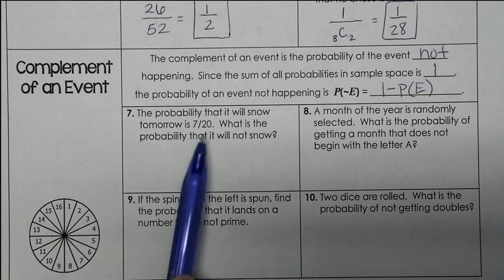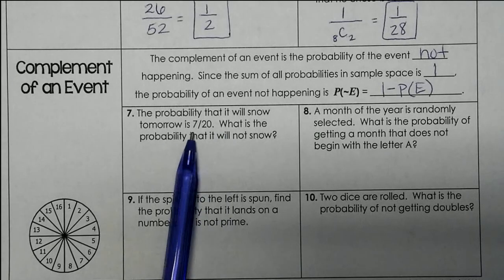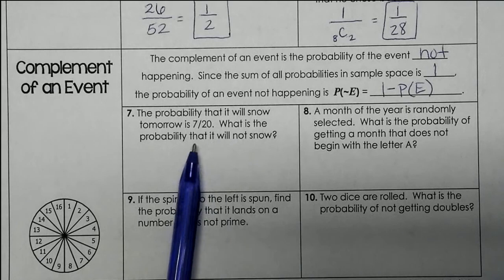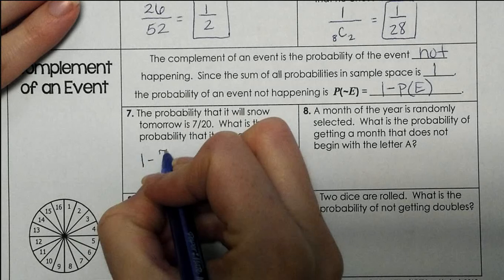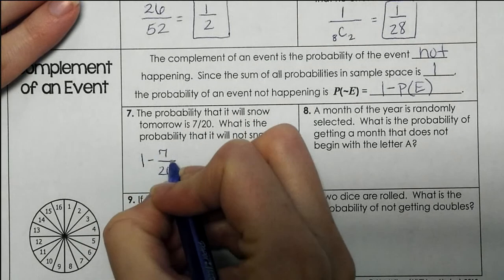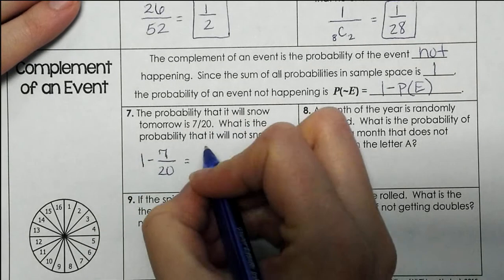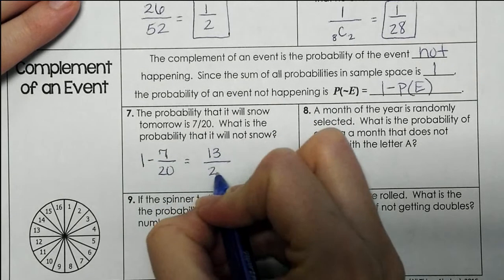So it says the probability that it will snow tomorrow is 7/20. What is the probability that it will not snow? So you're just going to take 1 minus that probability, 7/20. You're going to end up with 13/20, and that's your answer. Can't reduce.